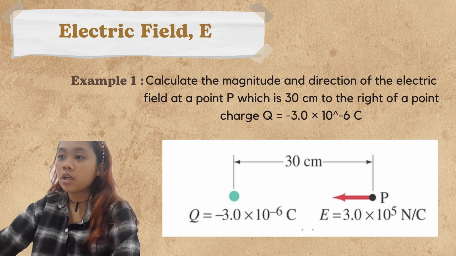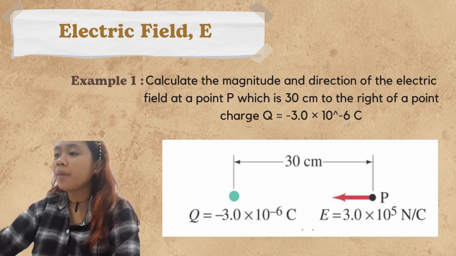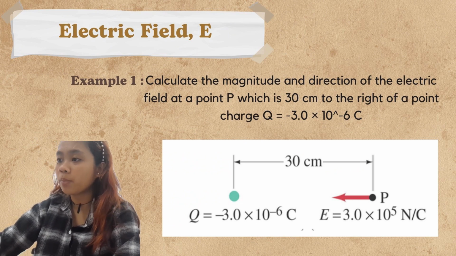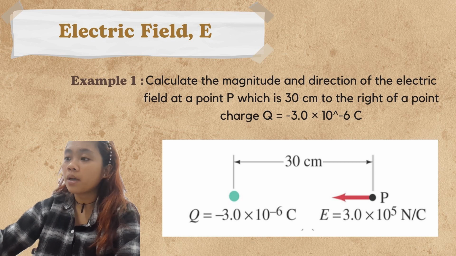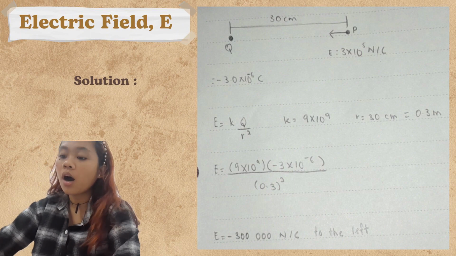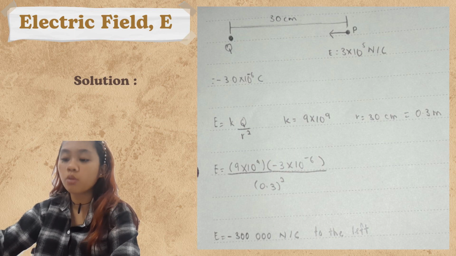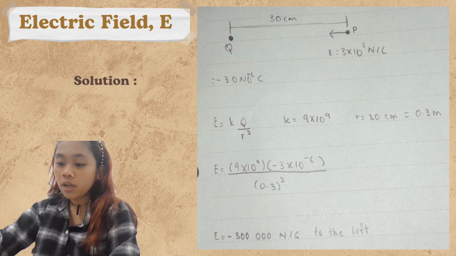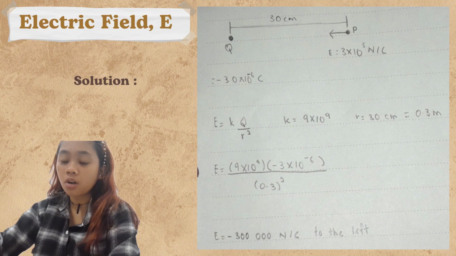Now we're going to get into the calculation of electric field. For example, the question is: calculate the magnitude and direction of the electric field at point P, which is 30 centimeters to the right of a point charge Q equal to negative 3 times 10 to the power of negative 6 coulomb. So we have our r as 30 cm. We change it to meters and we get 0.3 meters for our r. And the Q they give us is negative 3 times 10 to the power of negative 6 coulomb.